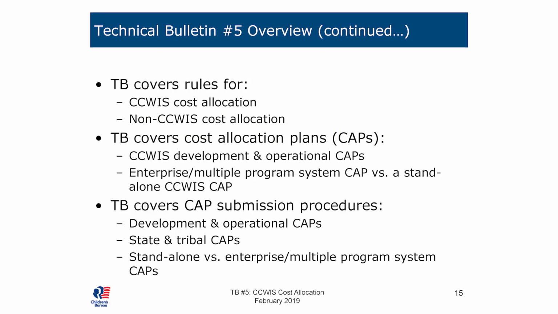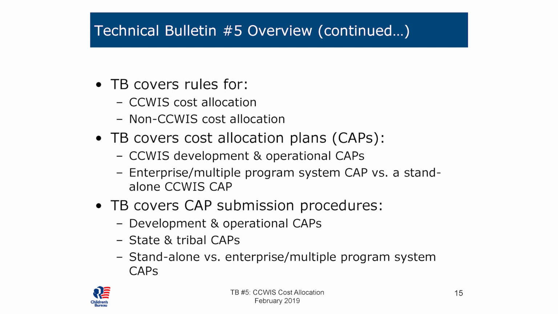The TB provides guidance on a variety of cost allocation topics. For example, there are different rules you follow when allocating costs using a CCWIS cost allocation approach versus a non-CCWIS cost allocation approach. And there are different types of CCWIS cost allocation plans. Agencies submit one cost allocation plan for project development costs and a separate plan for the cost once the system is operational, which is included in a PA cap for states or 4E-CAM for tribes. The TB separately discusses the steps you follow to build your development cap and your operational cap.